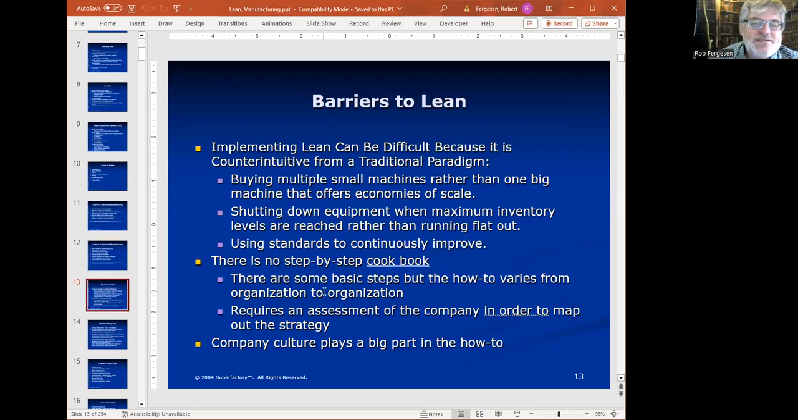Now, lean isn't easy for everybody. So this slide talks about those barriers, the barriers to lean. It's difficult for some people because there's that word paradigm. It's not in somebody's paradigm. Paradigm means the current way that somebody is thinking. It's called a paradigm. So people just don't want to think about lean. It's counterintuitive for them.